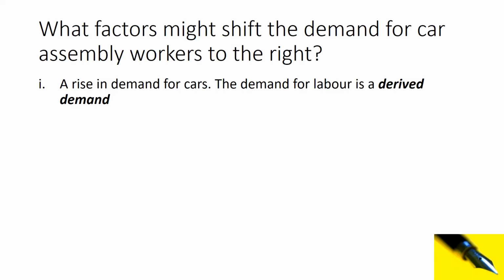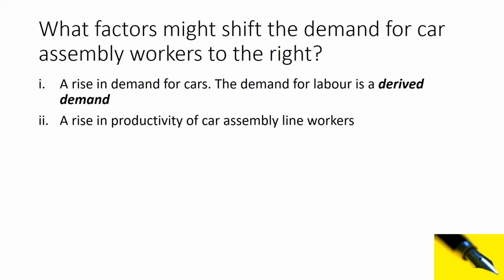So one factor could be a rise in demand for cars. So you may already be familiar with the term derived demand. So the demand for labour is derived from the demand for cars. Labour is not demanded for its own sake. It's demanded for the goods and services that it is required to produce. So a business will only demand car assembly line workers if households or consumers demand cars. So if there's a rise in demand for cars, there will be a rise in demand for car assembly line workers because labour is a derived demand.